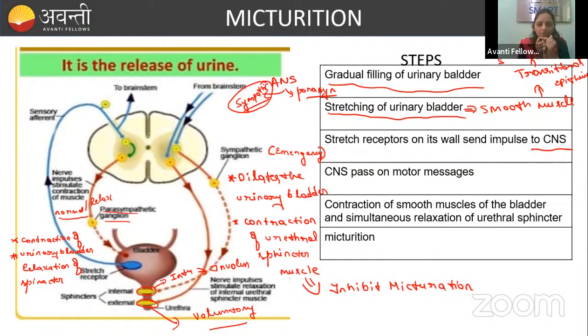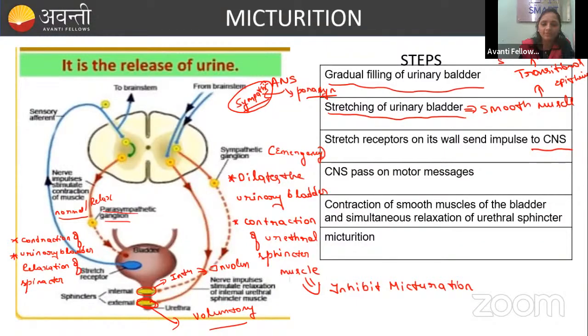Thereby, it will lead to the contraction of the sphincter. When the contraction of the sphincter happens, urination is not going to happen, right? It will lead to the contraction of the urethral sphincter, that is the internal sphincter. Due to that, it will inhibit the micturition process. It will also contract the external urethral sphincter, and due to that, the micturition process is inhibited.